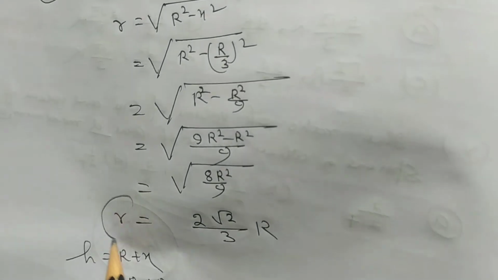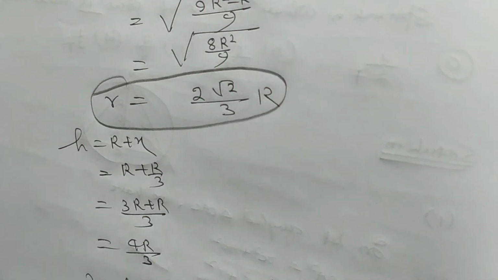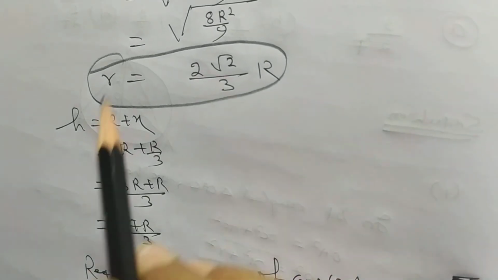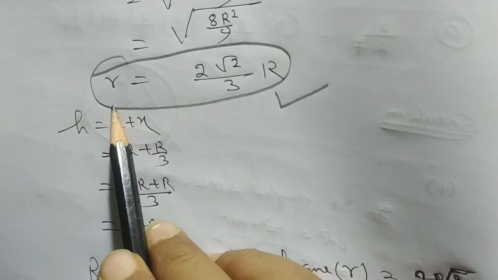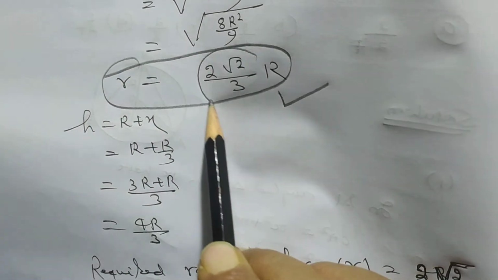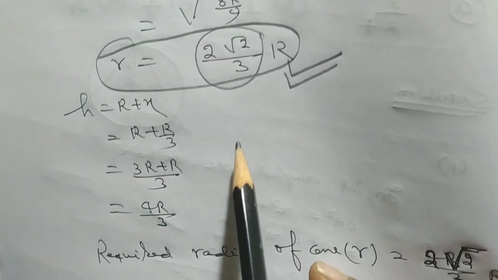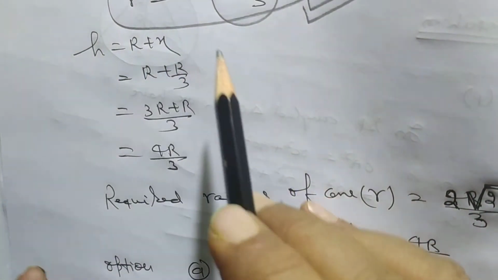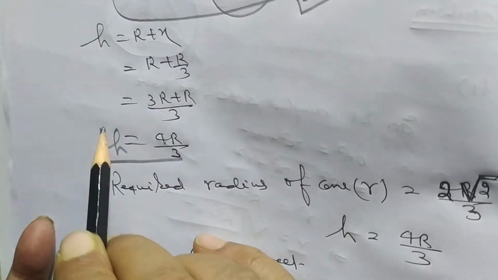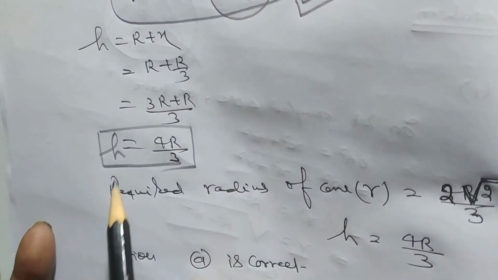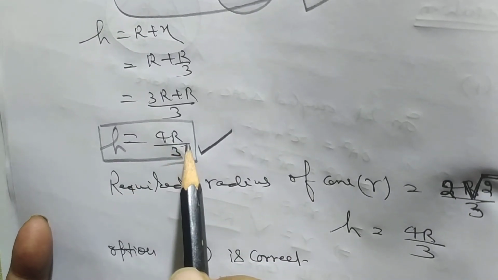So after solving, the relation between small r, the radius of the cone, and the radius of the sphere is: the radius of the cone is 2 root 2 by 3 times the radius of the sphere. This is very, very important. So h is equal to r plus x, where h is the height of the cone. The relation between the height of the cone and the radius of the sphere is h is equal to 4r by 3.